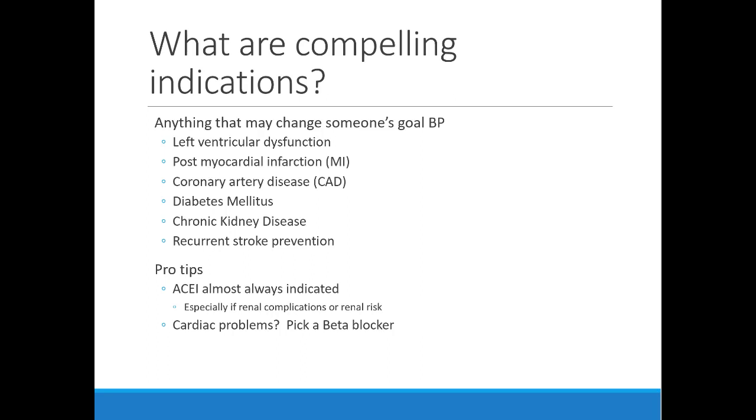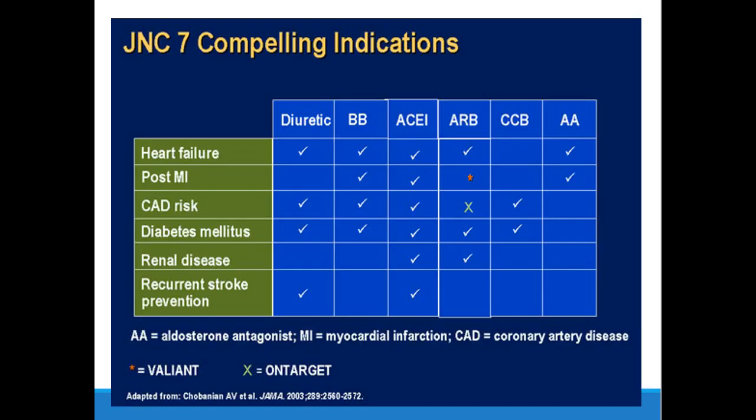Again, I've mentioned compelling indications. This is just more for your information. It's a little bit outside the scope for this class in a lot of ways, but there's some other information there. This is an old table from the JNC 7 guidelines, but it's still pretty applicable, and it shows you the different conditions and what's acceptable for them.